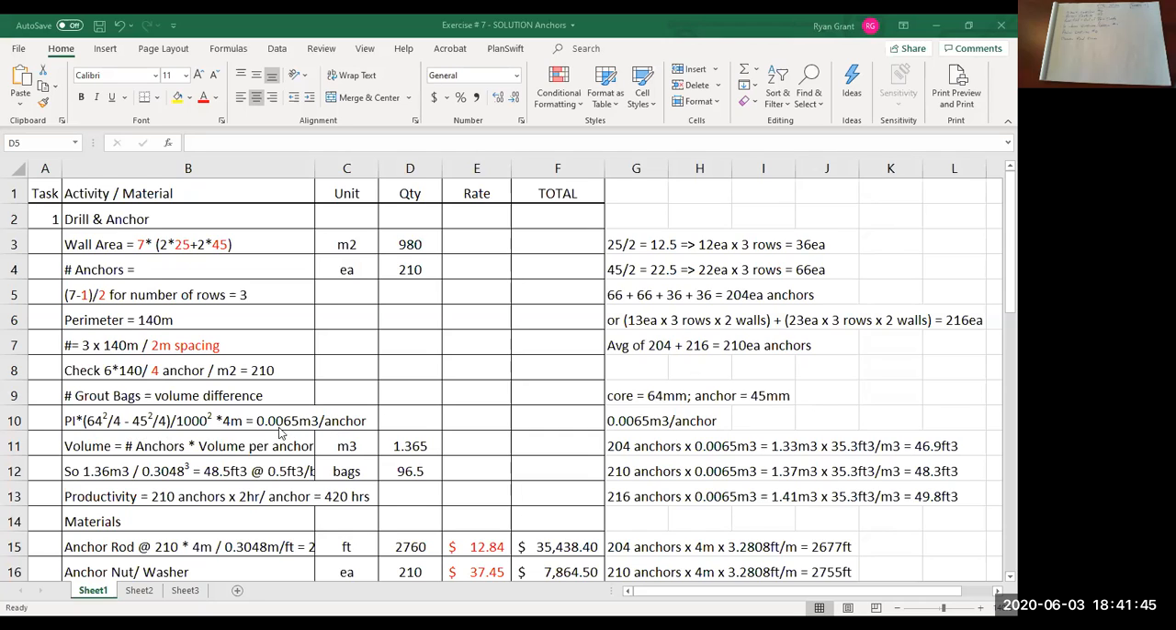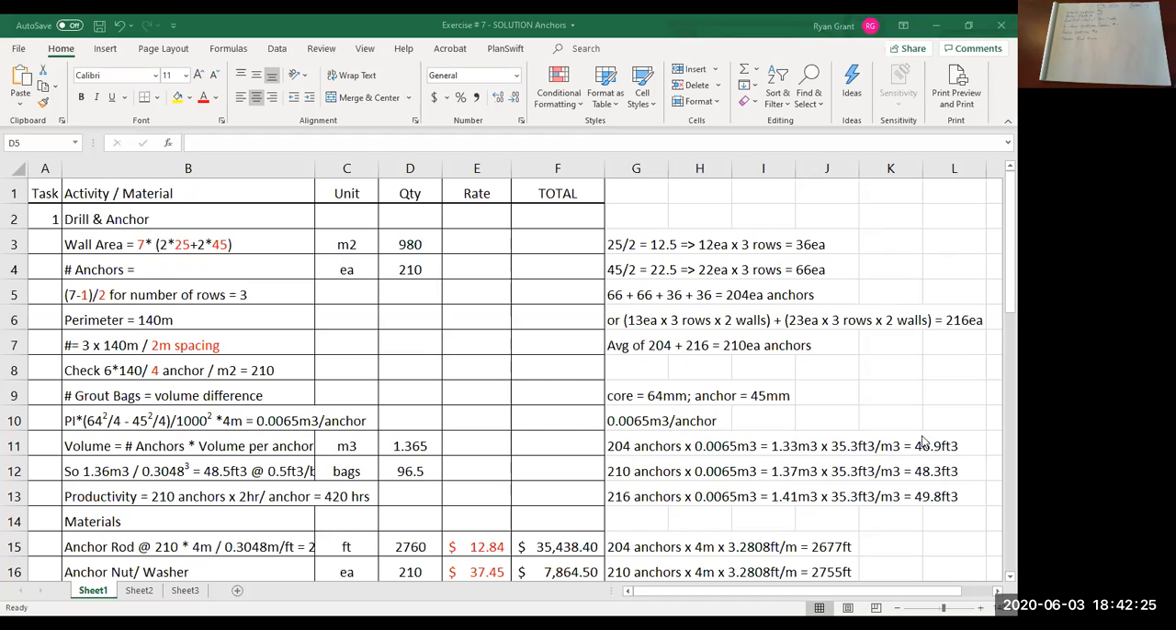So you should have got almost identical to this number. It should have been very close, 0.0065 cubic meters per anchor. So depending on how you rounded, you may have gotten slightly different numbers there. So if that's the volume per anchor, then you would multiply by the number of anchors. So I did that down here, depending on the number of anchors that you calculated. So multiplying them all by the 0.0065 gives you the total cubic meters of grout that you need.